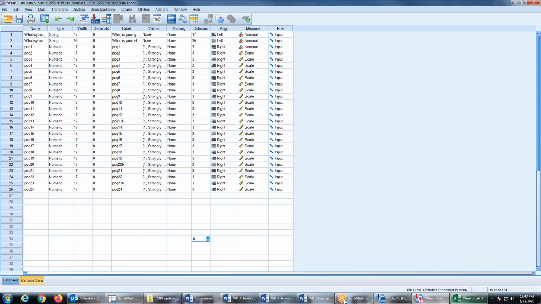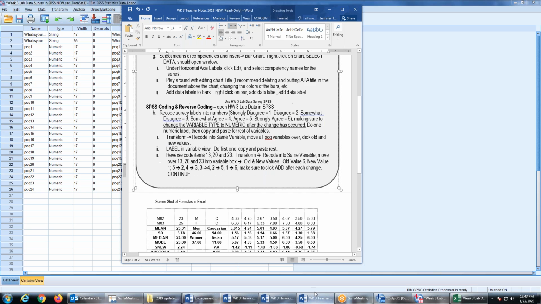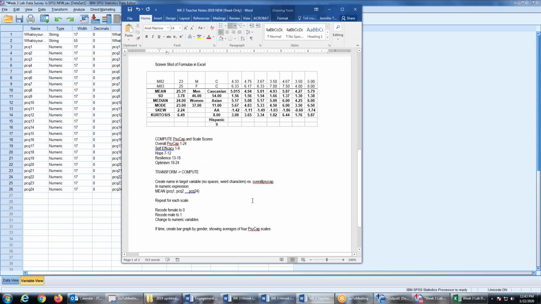Okay, so where are my teacher notes? I think that's it. So what else do I have here? Oh, and then compute SciCap and scale scores. And I also have recode female to 0, male to 1. If time, create a bar graph by gender.